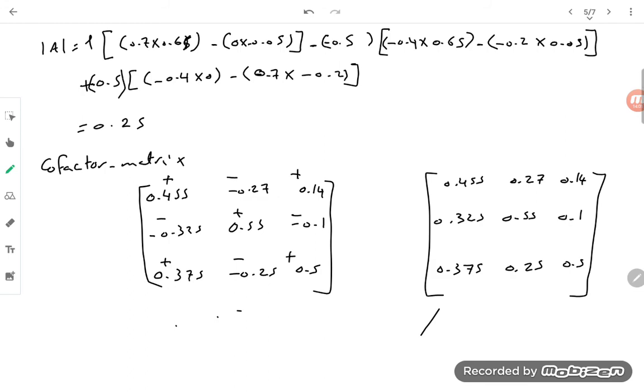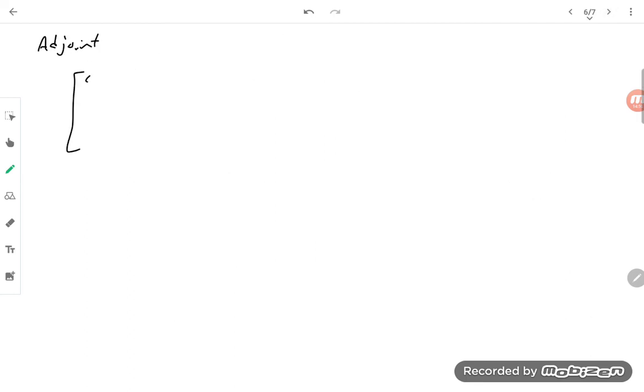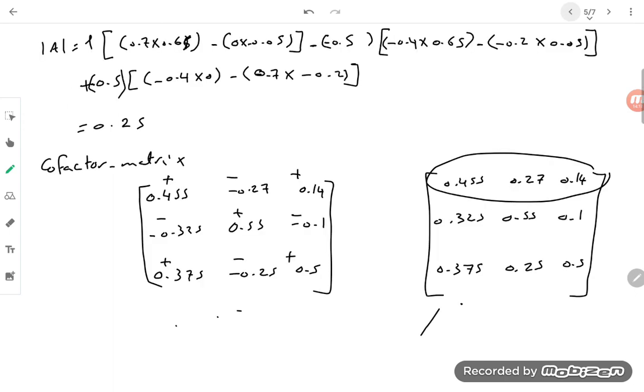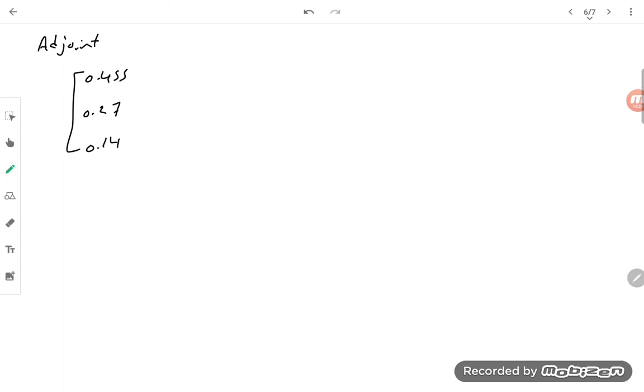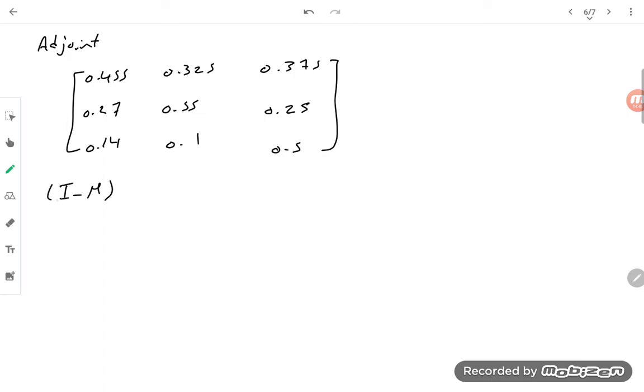Then we have to find the adjoint. The row will be the column: 0.455, 0.27, 0.14. So the first row will be the first column, the second one will be the second column, and so on. 0.325, 0.55, 0.1, 0.375, 0.25, and 0.5. Then you have to divide the adjoint by the determinant.